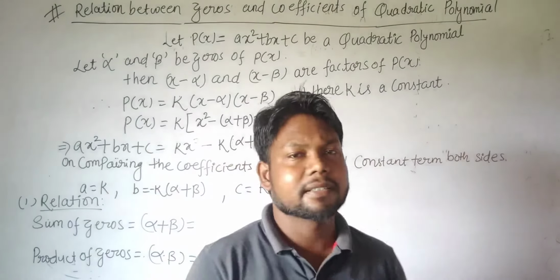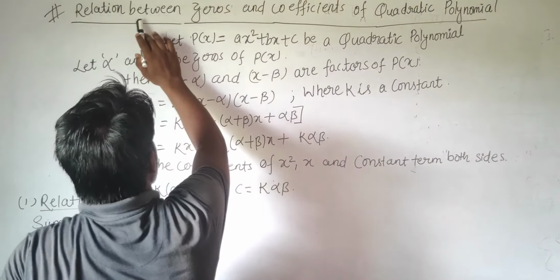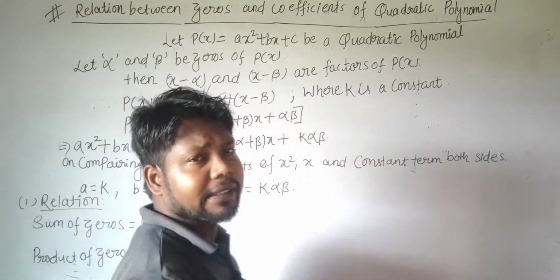So today we will discuss the relation between zeros and the coefficients of a quadratic polynomial.